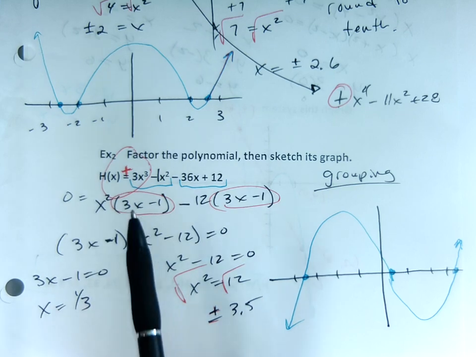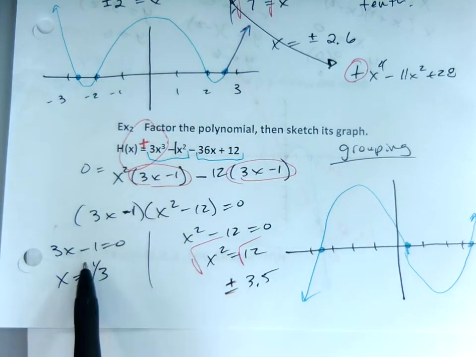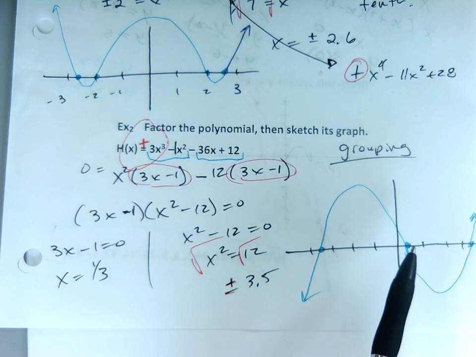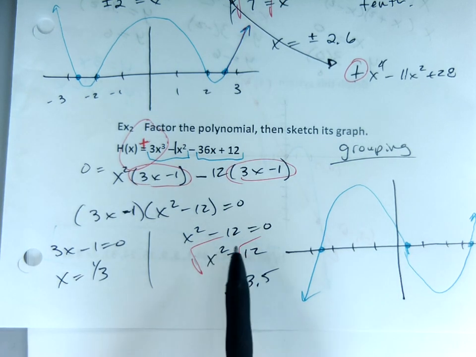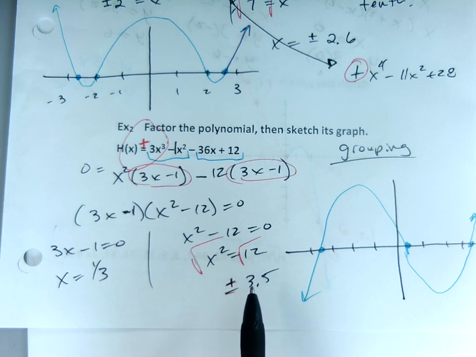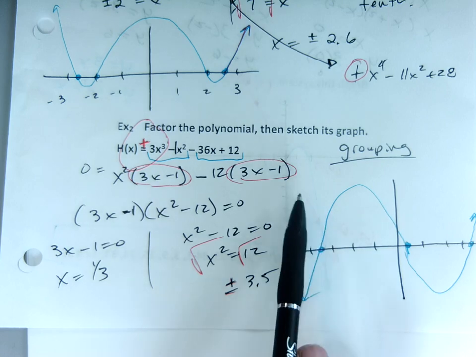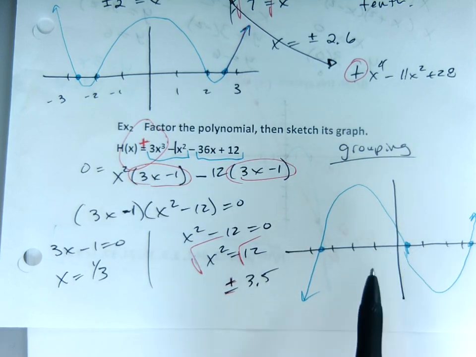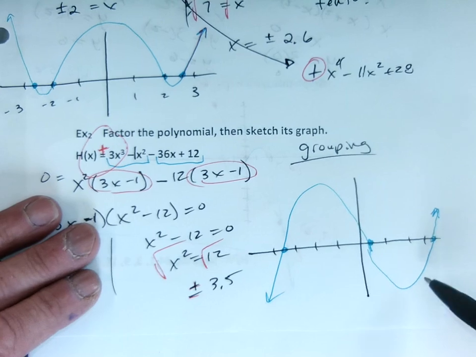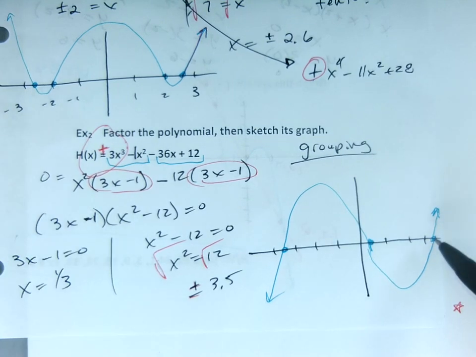Again, I have my mini equations. I set the 3x minus 1 equals 0, solving at 1/3. So there's my 1/3 as a 0. Added 12, took the square root, which is about 3.46. So it's about 3.5. So negative 3.5 and a positive 3.5. And again, end behavior is positive, so I know it has to head off to infinity. So I have 1, 2, 3 real roots.